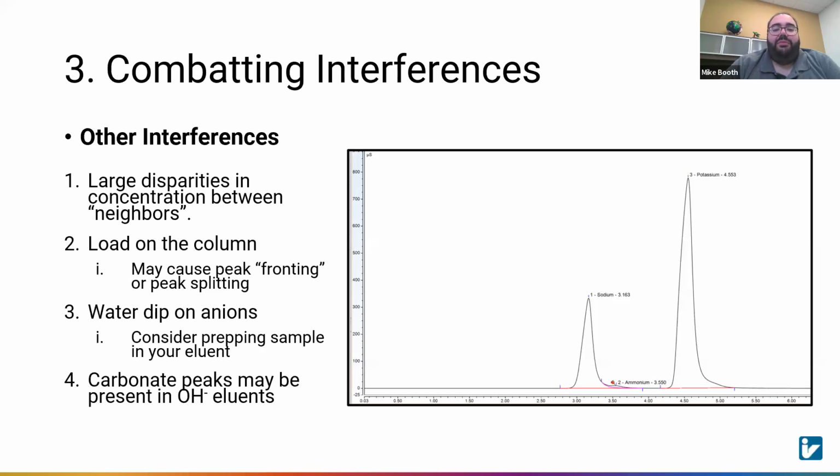If you overload the column too much, you might actually see peak splitting, where the peak looks more like a doublet. So that is something to be concerned about. You can always reduce the load on the column by dilution or by switching out to a smaller sample loop.